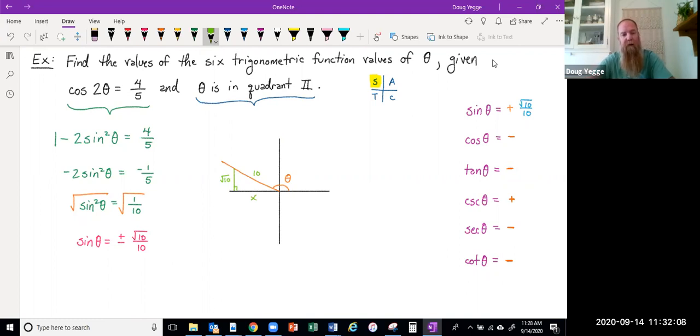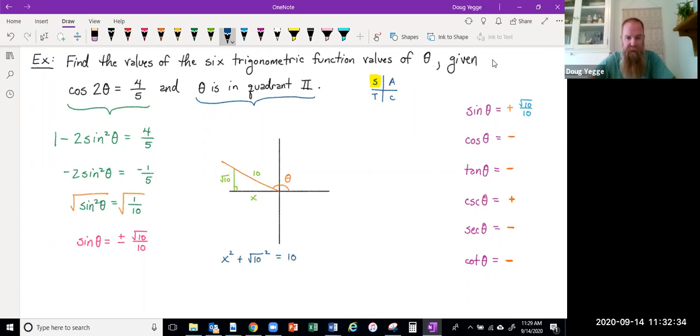So the point of this was, let's start with a formula that we know for the double angle so that we could at least find some information about the single angle. And once we have that information, we could pretty much find everything else we need. All right, so let's go ahead and do the Pythagorean theorem. We get that x squared plus the square root of 10 squared is equal to 10.